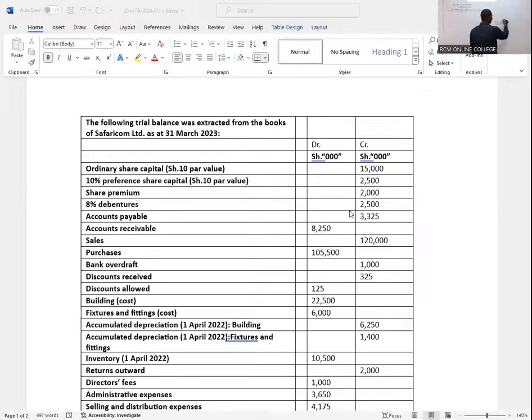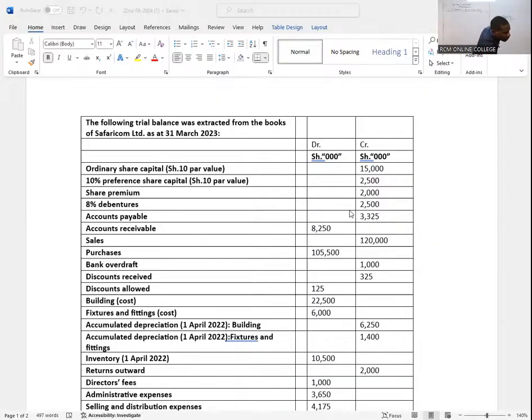And then we have liabilities. We have equity, and revenue or sales. These fall under what? They fall under credit. They are credited. For example, if you look at our sales there, our sales is credited. What's the amount of our sale?